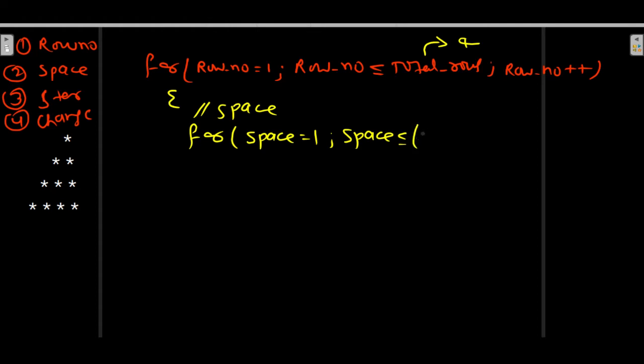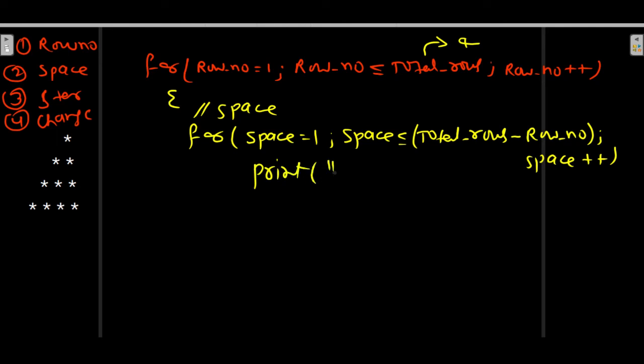It will be total rows. Okay, total rows minus what? Total rows minus row number, right? Row number. And then what we have to do, we have to do space plus plus, so space will also get incremented by 1. Okay, what we will do in this for loop, we have to print space, right? We have to print space. So we printed space.